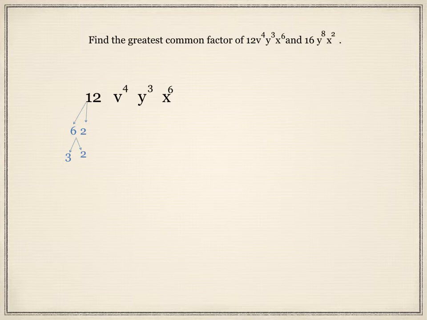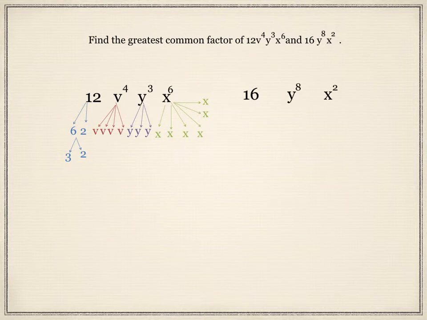Now we're going to break our v to the 4th down, and that's simply v times v times v times v. Y to the 3rd down, and x to the 6th. Then we're going to break down our 16y to the 8th, x squared. So 16 we break down to 4 and 4, which we further break down to 2 times 2 times 2 times 2, which is equal to 16. So we've got all our 2's there on bottom. Y to the 8th breaks down to 8 y's, and x squared breaks down to 2 x's.